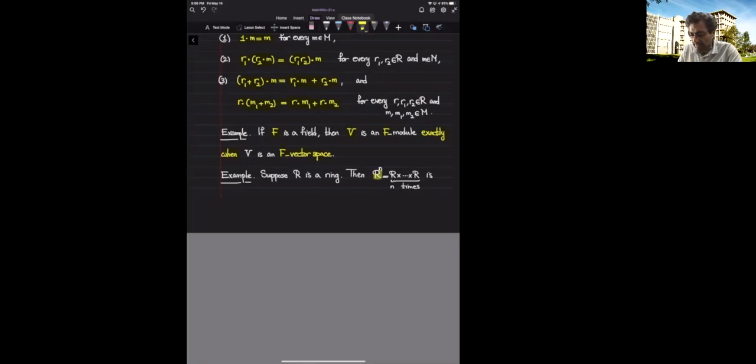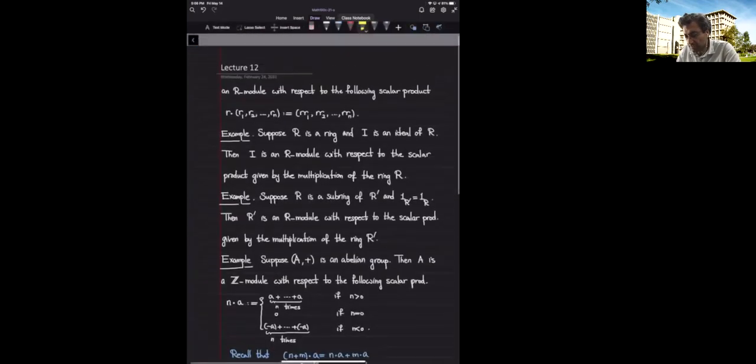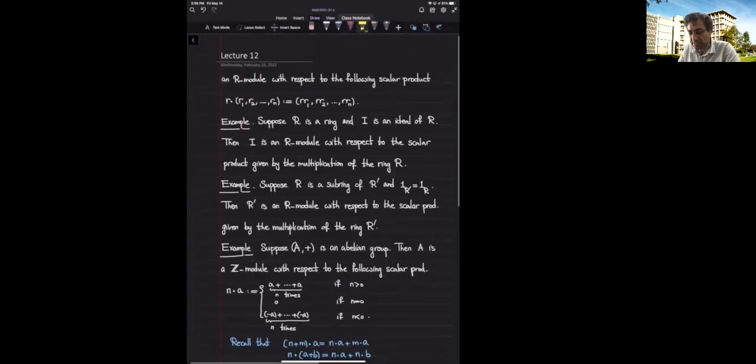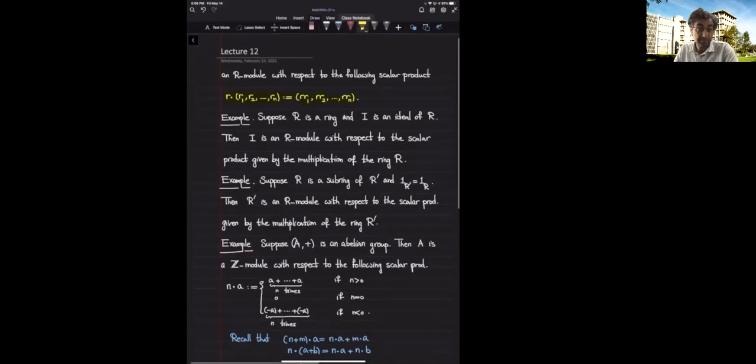So R to the n for an arbitrary ring R is an R module. And what is the scalar multiplication? Similar to the vector space case, it's component-wise multiplication. So r times a vector is r times the first component, r times the second component, and so on. Okay, that's an important example.